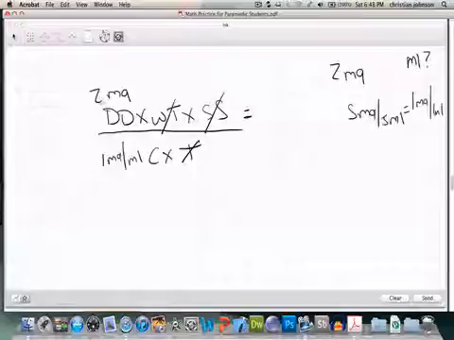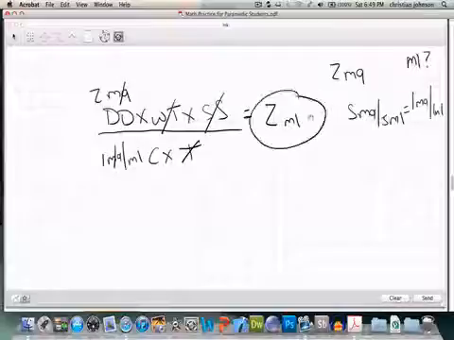So 2 divided by 1, of course, is 2. My units of milligrams cross out, which leaves me with milliliters. So I need to give 2 milliliters to give 2 milligrams. Pretty easy stuff, huh?